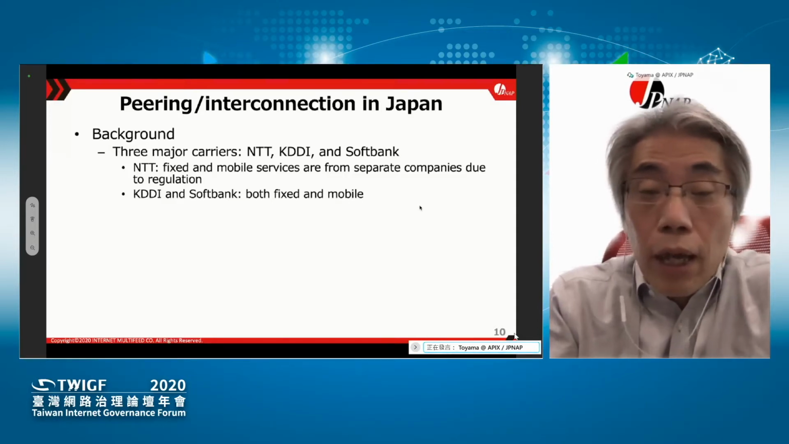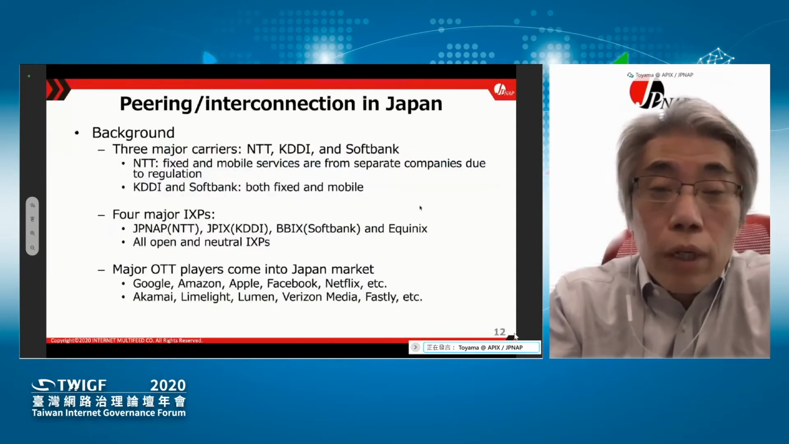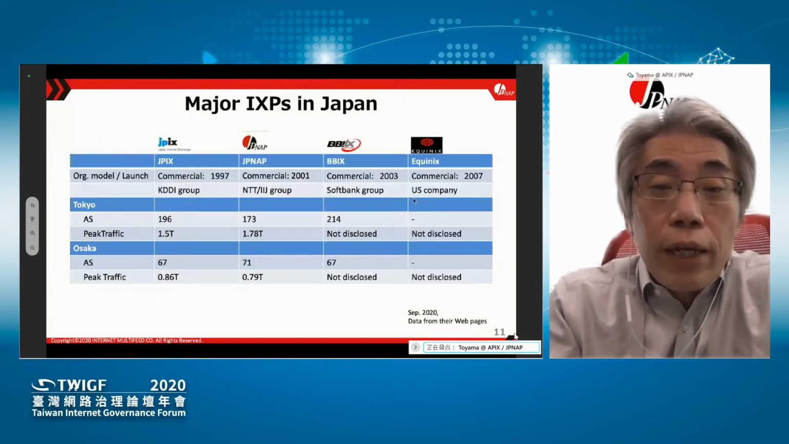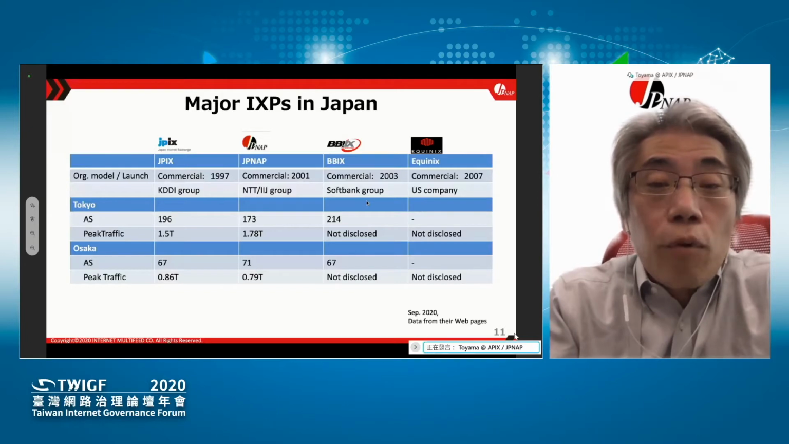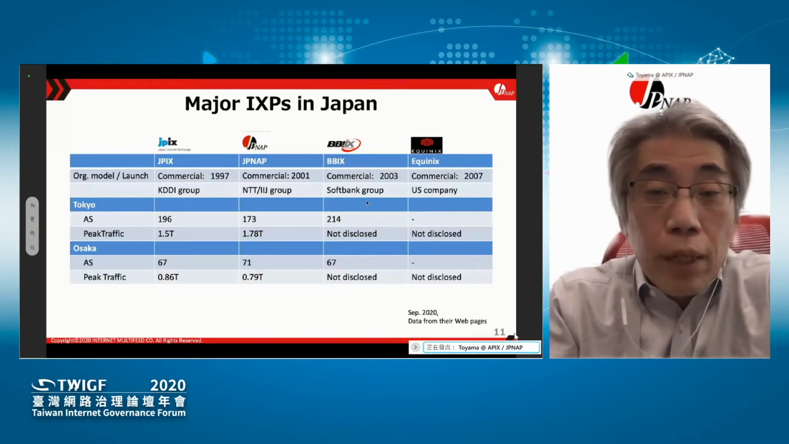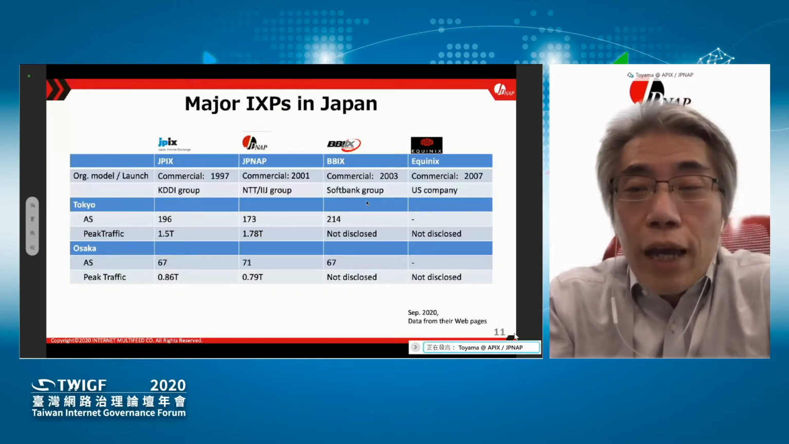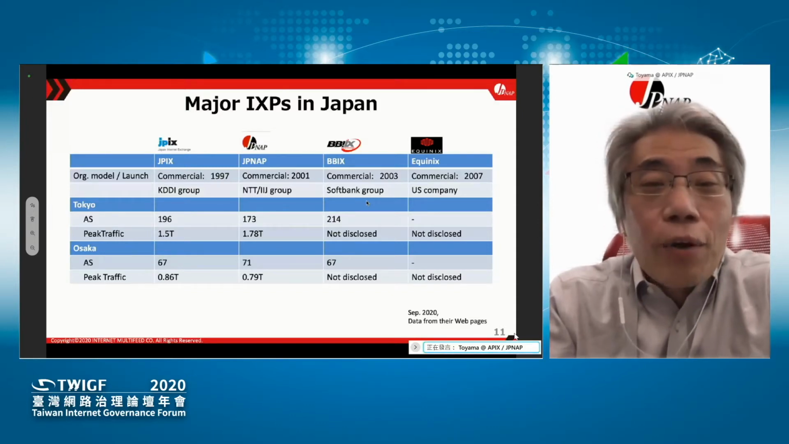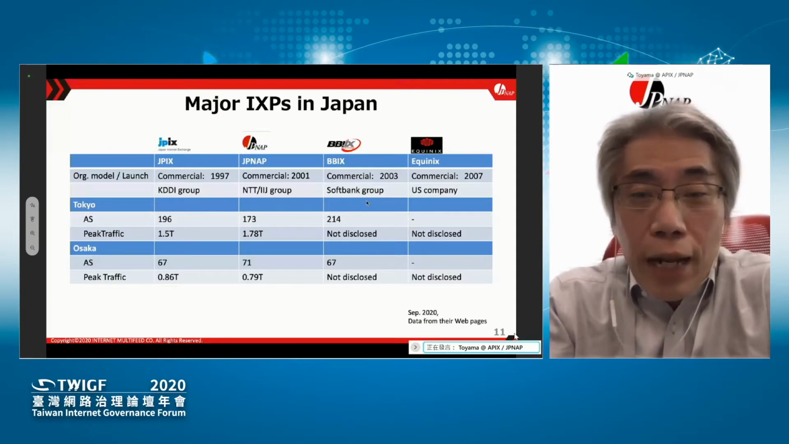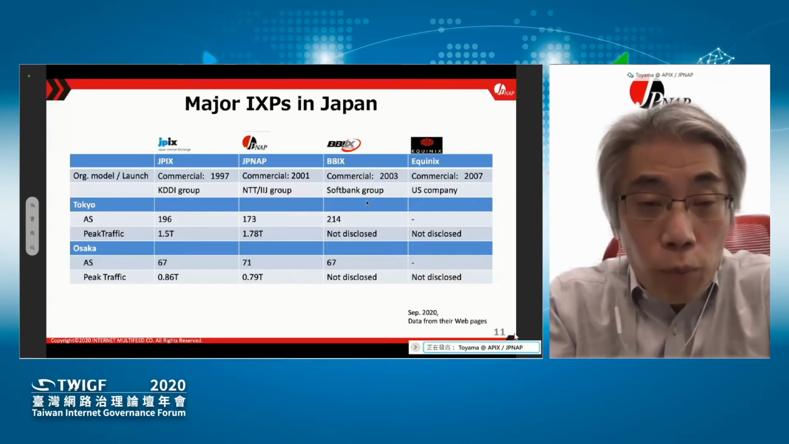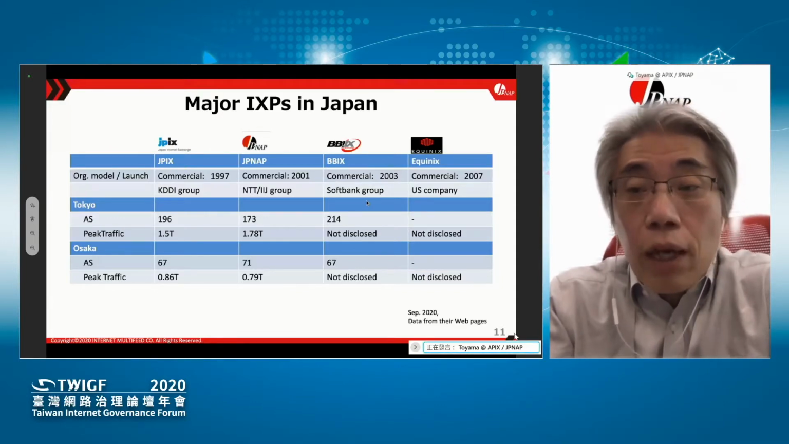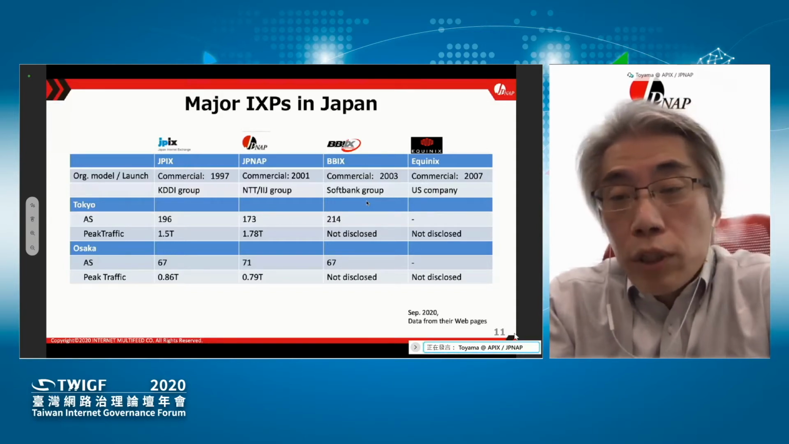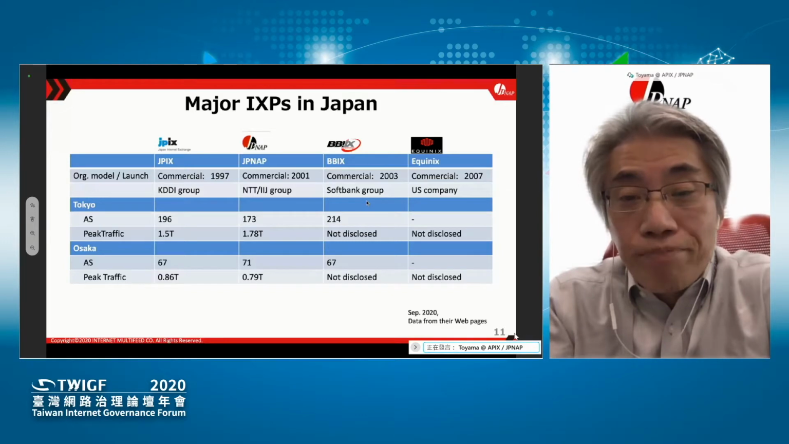Okay? And internet exchanges. There are 4 major internet exchanges in Japan. And according to the category Chifu explained before, all these major internet exchanges in Japan are commercial internet exchanges. Of course, in Japan, there are some member-based internet exchanges, but they are not major.